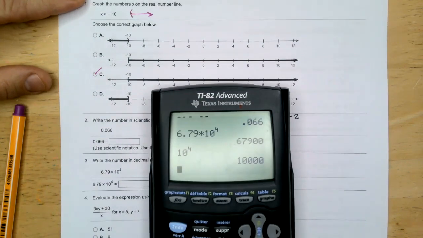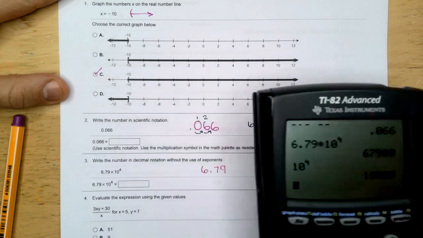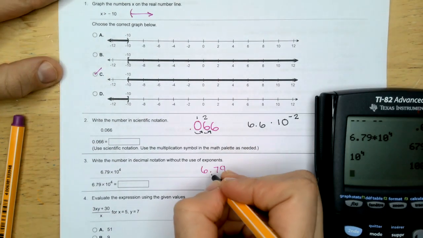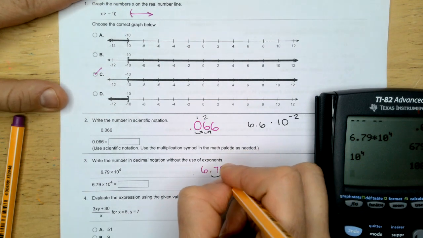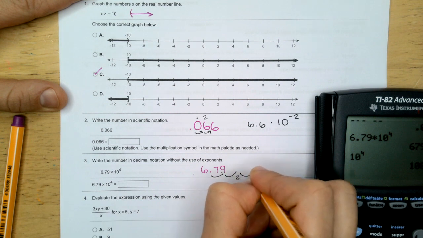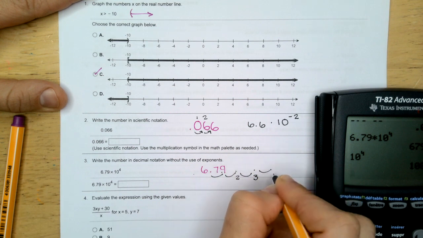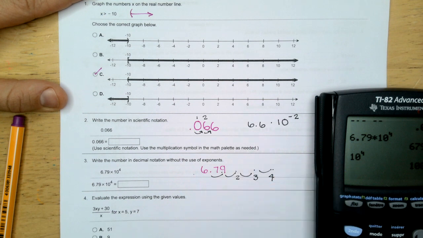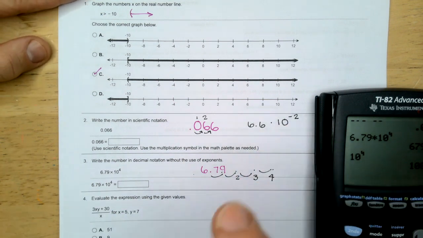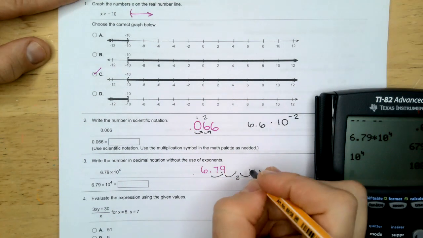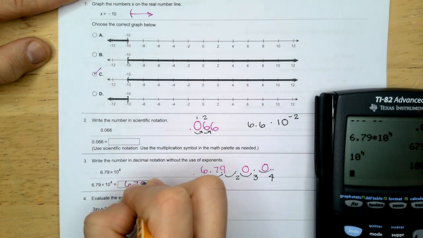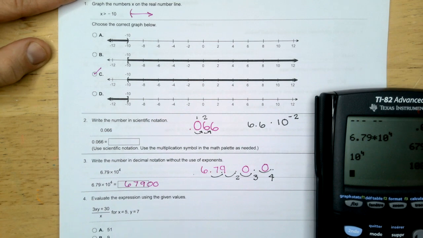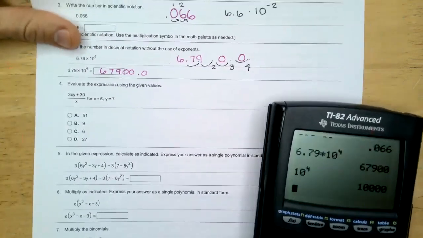Right? So I'm going to get bigger. If I move to the left, it makes my number smaller. If I move to the right, it makes it bigger. So 1, 2, 3, 4. 1, 2, 3, 4. 6, 7, 9, 0, 0. Good. 0.0, but don't confuse yourself. Just leave it like that, okay?